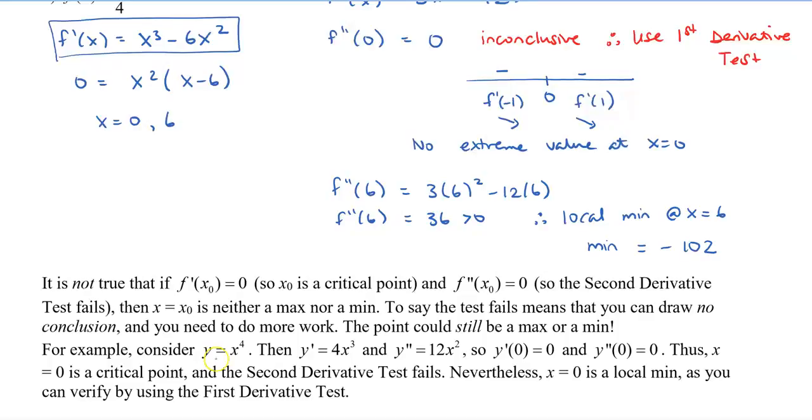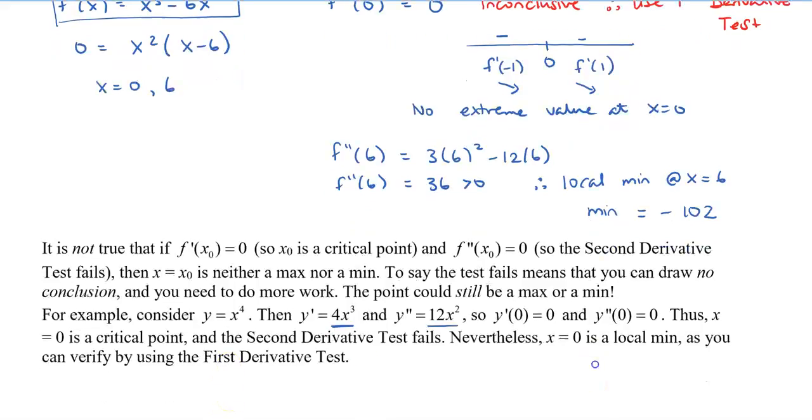So for example, consider y equals x to the power of 4. When I take the first derivative, I get 4x cubed. Take the second derivative, I get 12x squared. So y prime of 0 is equal to 0, and then y double prime of 0 also equals 0. Thus, we know that x equals 0 is a critical point, and the second derivative test fails since the second derivative equals 0. However, x equals 0 is actually a local min, as you can verify by using the first derivative test.